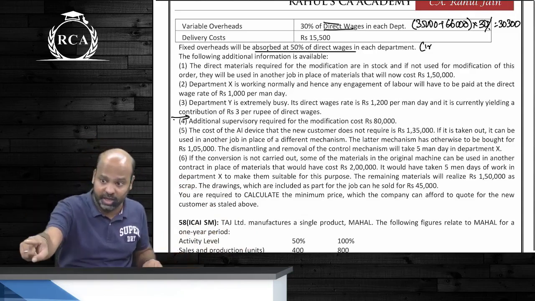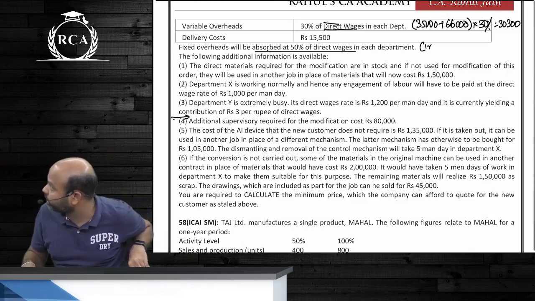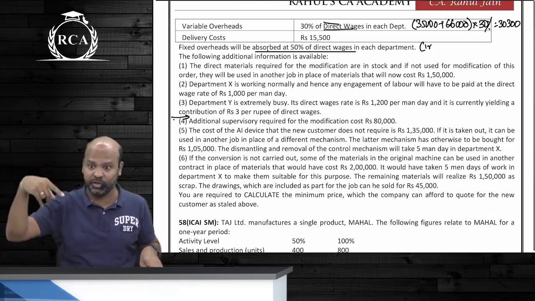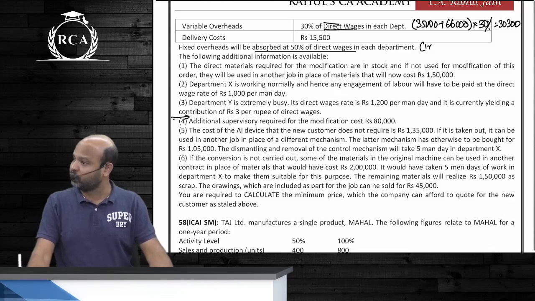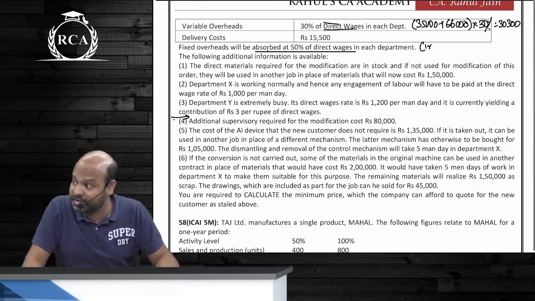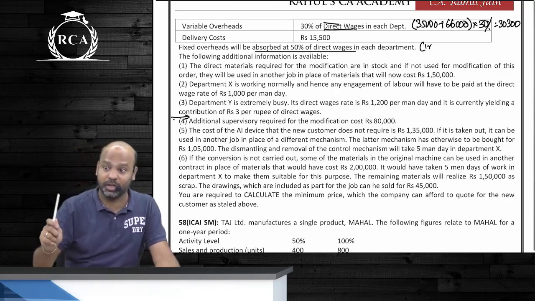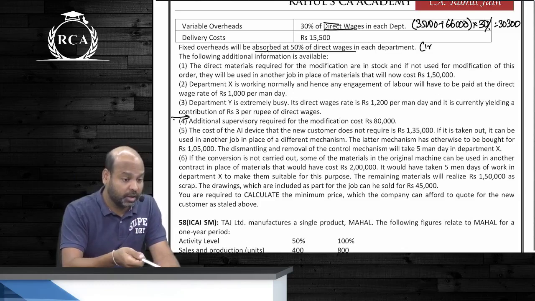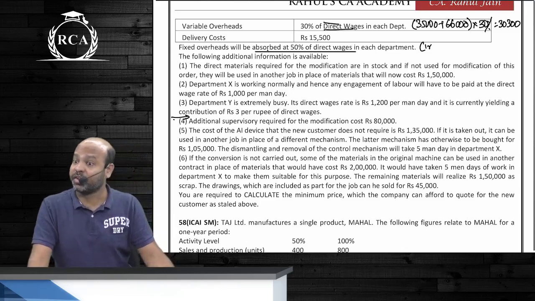But to save that 1,05,000, I have to spend 5 days in department X or Y. Be very careful, because what is relevant in X and what is relevant in Y changes the whole answer. How much is the amount that I have to spend, guys? 5,000. Variable overheads. He will not tell you to incur variable overheads, so you have to keep a note. Any work performed in department X, variable overheads are 30%. So 30% of 5,000 rupees is 1,500.